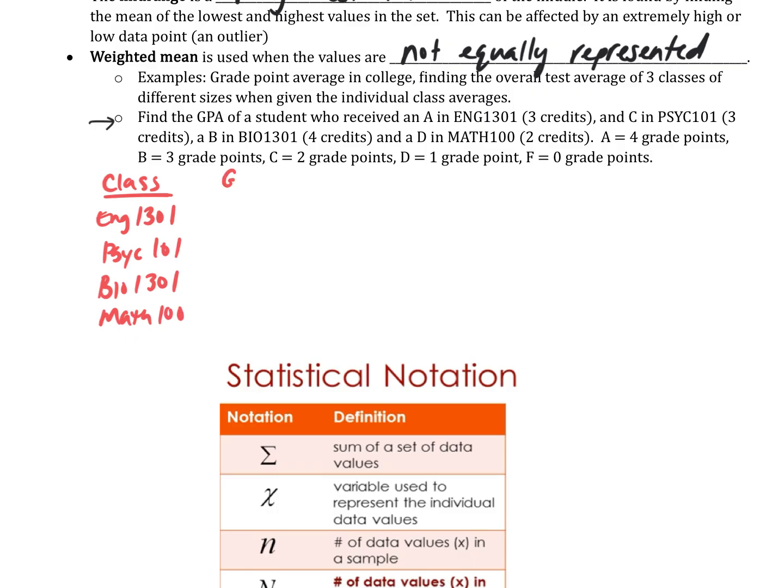Then you look at what grade you made in each. In English, that was an A. Psych was a C. Bio was a B. And Math was a D. And then look at how many credit hours each class is.